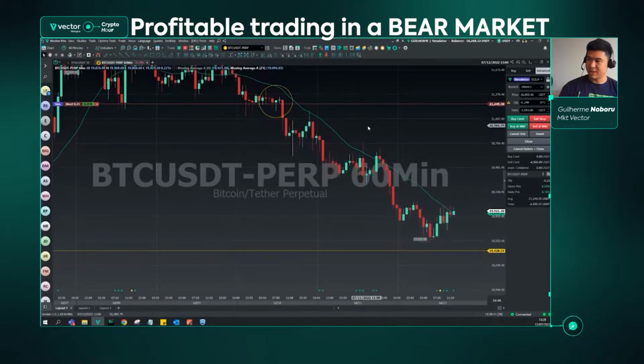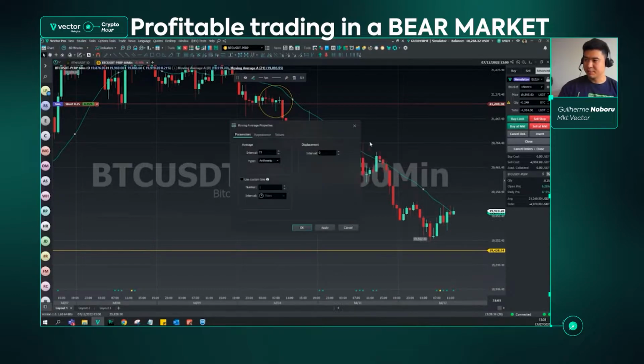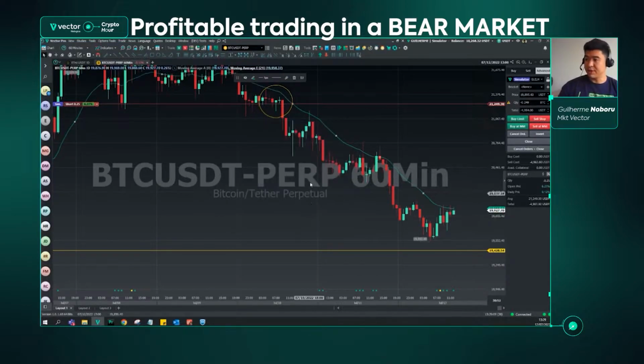All right, now you can see just the simple moving average. For this strategy, I'm going to do something different. I'm going to click again on this one, click on moving average properties, and then I change from the simple one to exponential moving average. It's a very slight change, but it's going to make the trend more clear for me because the exponential one gives more importance to the last candles.